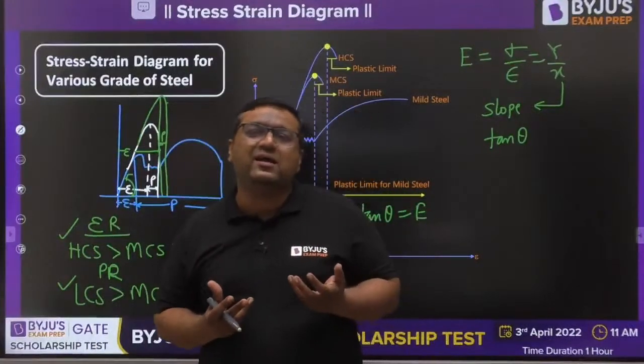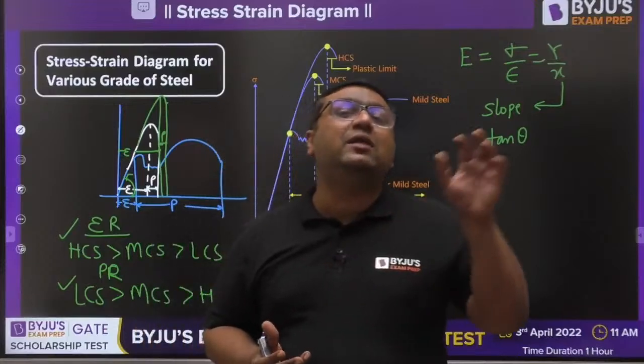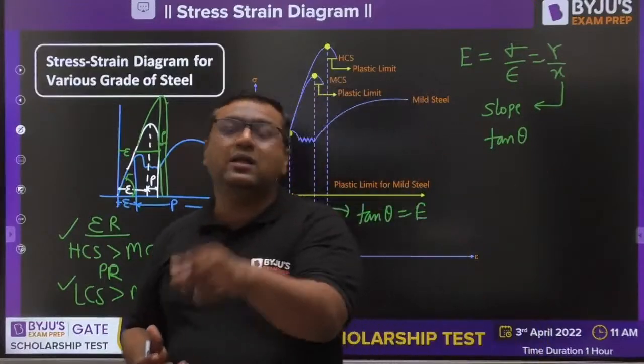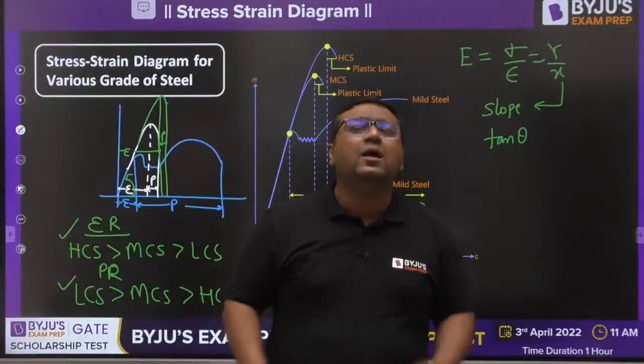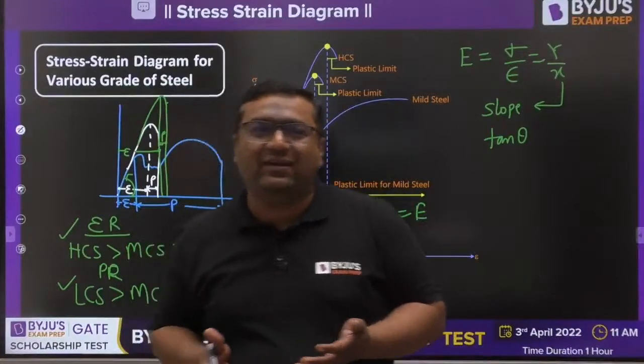That is why we have made a criteria. If post elastic strain is more than 5%, we will call it ductile. Less than 5%, we will call it brittle. On that basis only the names are defined.